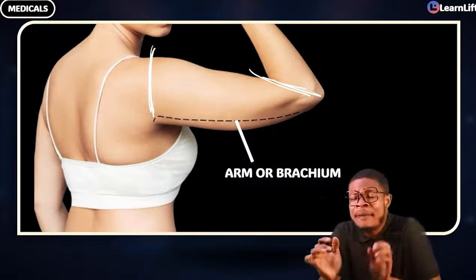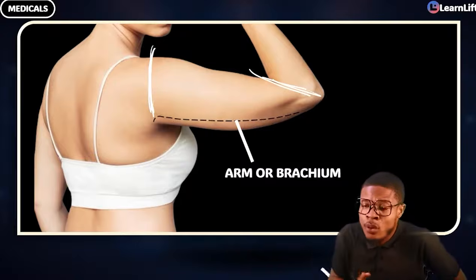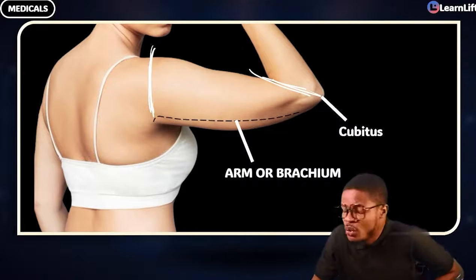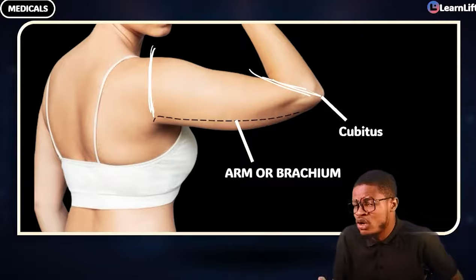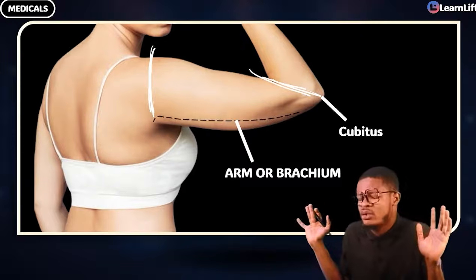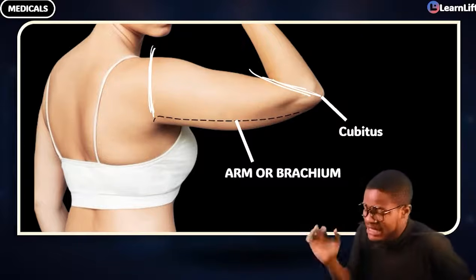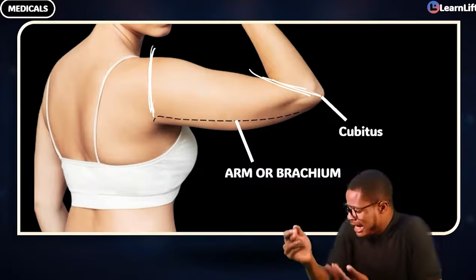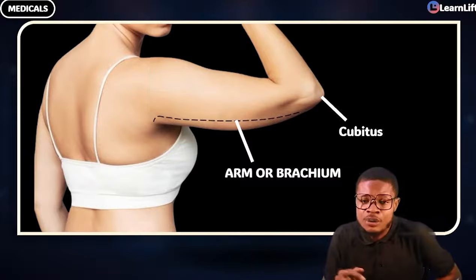And then we have established that the elbow is called your what? Your cubitus. Once you just hear elbow, what should come into your mind? Cubitus. That's the only thing you should remember there. Don't forget that the part between the shoulder and the elbow, we call that what? Arm, or the what? Brachium.